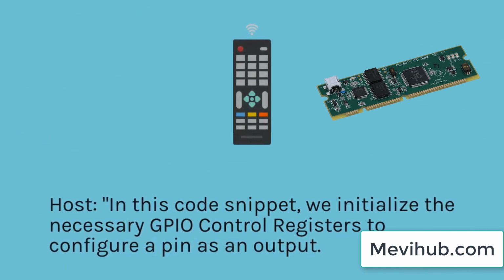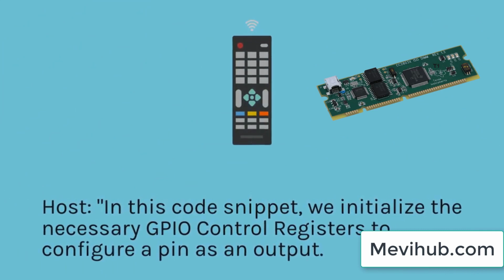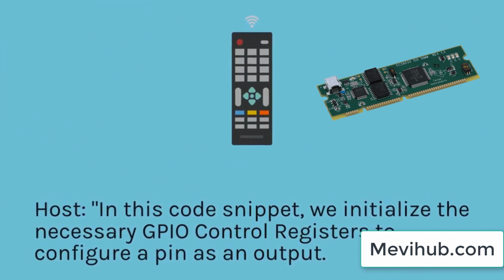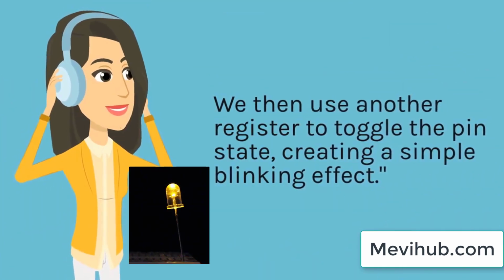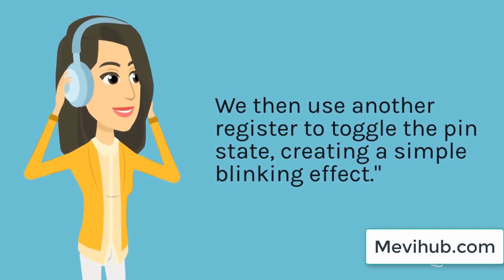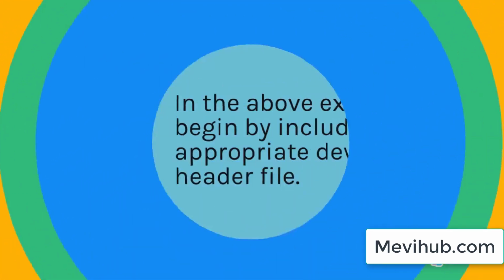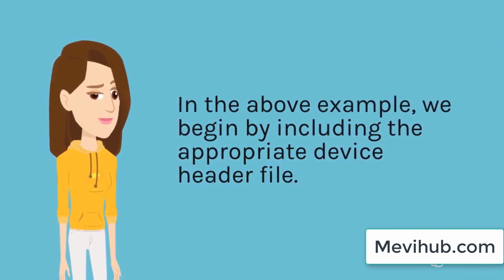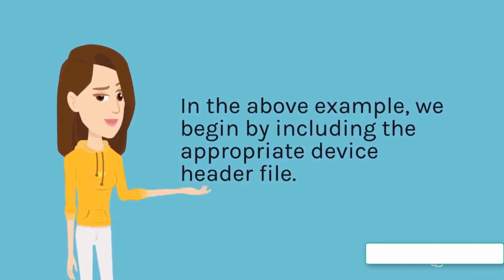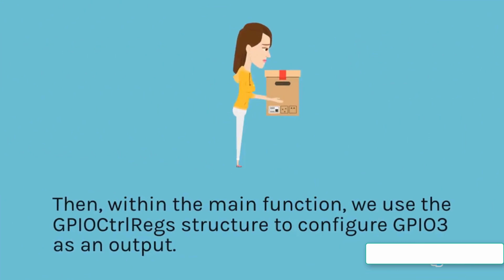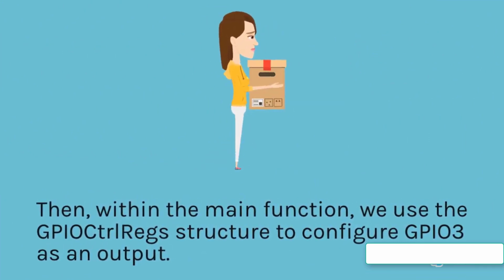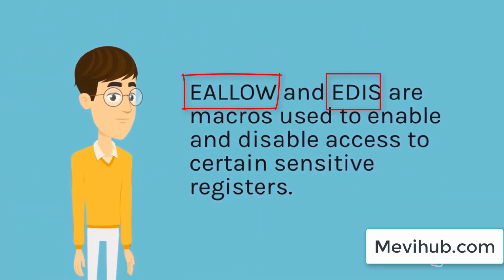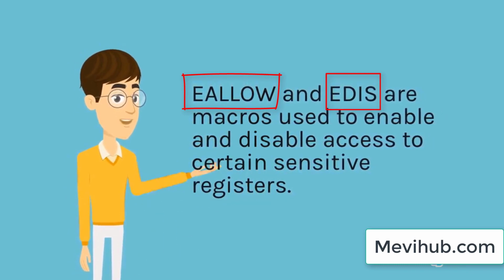In this code snippet, we initialize the necessary GPIO control registers to configure a pin as an output. We then use another register to toggle the pin state, creating a simple blinking effect. In the above example, we begin by including the appropriate device header file. Then, within the main function, we use the microcontroller structure to configure GPIO3 as an output. EALLOW and EDIS are macros used to enable and disable access to certain sensitive registers.